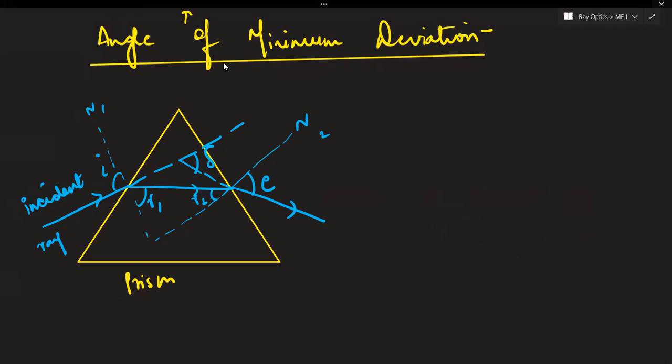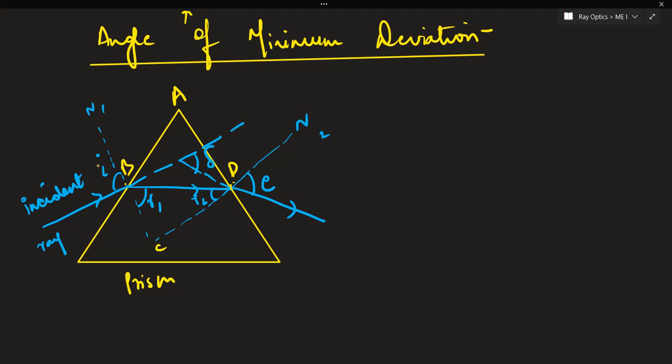Apart from this, the angle of the prism will be there, this A. So let's name this A, B, C, D. Now C class, this is a proper quadrilateral. When you draw this normal straight, you get ABCD as a proper quadrilateral.